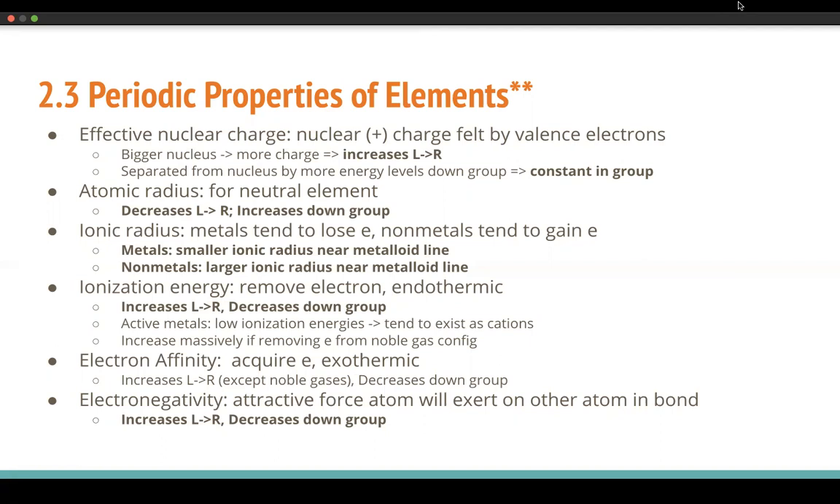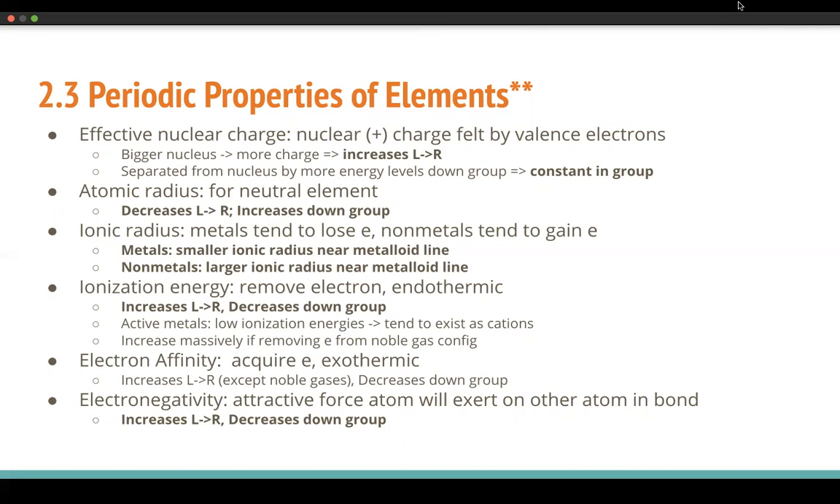Atomic radius is just how big the atom is, and it decreases from left to right. This is because as you go from left to right, the atoms increase in protons, which means more positive charge and more attraction. The nucleus attracts the electrons and brings them in, and that's why atomic radius decreases from left to right.